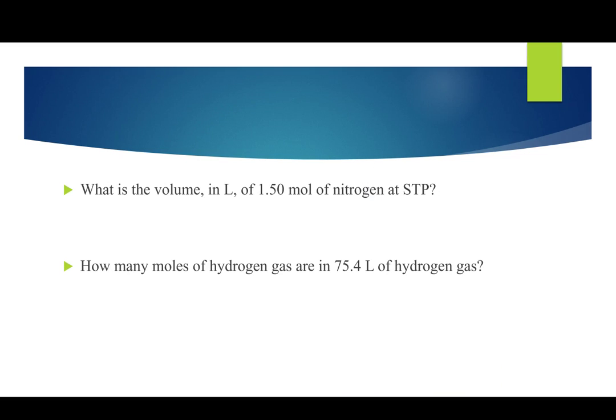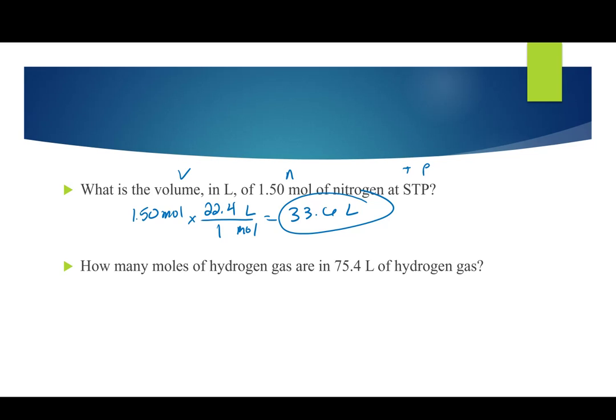What is the volume in liters of 1.5 moles of nitrogen at STP? Again, STP is a temperature and a pressure. So I do have an n, I have a T, I have a P. It's asking for a volume. I could use the ideal gas law. But since we do have the molar volume of a gas, I could also just do a conversion. 1.5 moles, moles on the bottom, liters on the top. 1 mole at STP always has a volume of 22.4 liters. So you can do it either way, you will get the same answer.